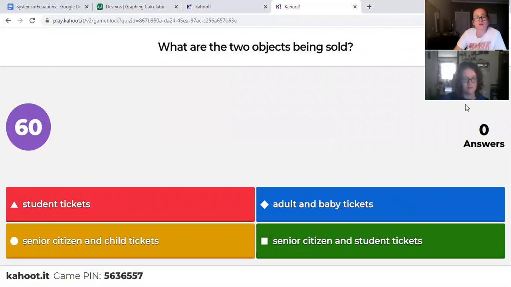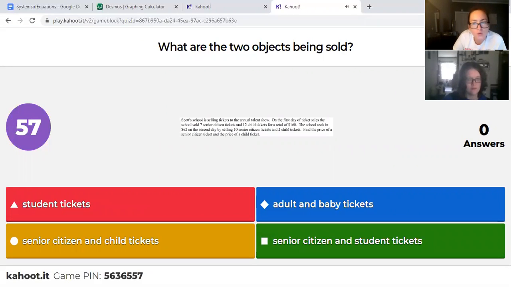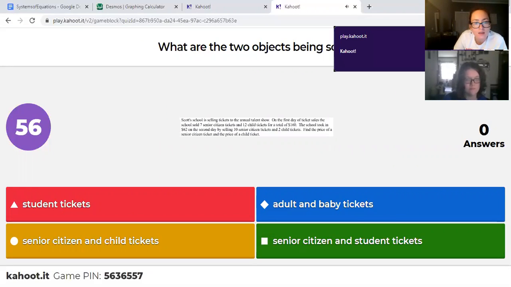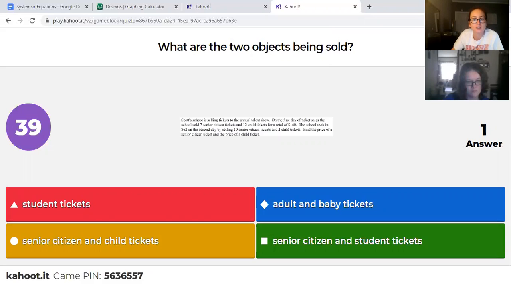The 2 objects being sold here. Scott School is selling tickets to the annual talent show. On the first day of the ticket sales, the school sold 7 senior citizen tickets and 12 child tickets for a total of $160. The school took in $62 on the second day by selling 10 senior citizen tickets and 2 child tickets. Find the price of senior citizen ticket and the price of a child ticket.